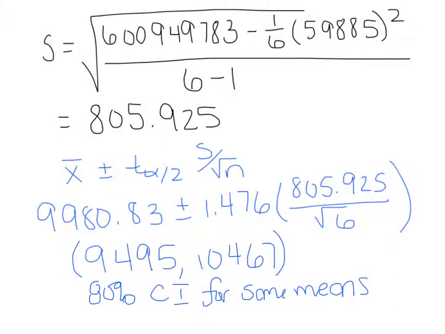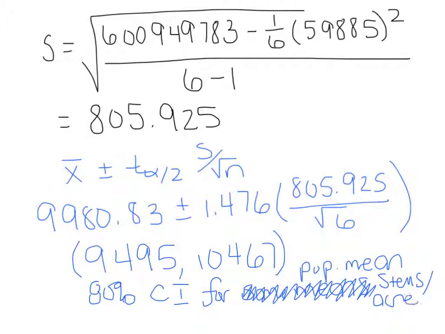Okay, I'm sorry, not for the sample mean. Let's erase that. 80% confidence interval for the population mean number of stems per acre. So remember, it's a confidence interval for the population mean, not the sample mean. That's important. So the big takeaways from this: make sure you understand where this number comes from.